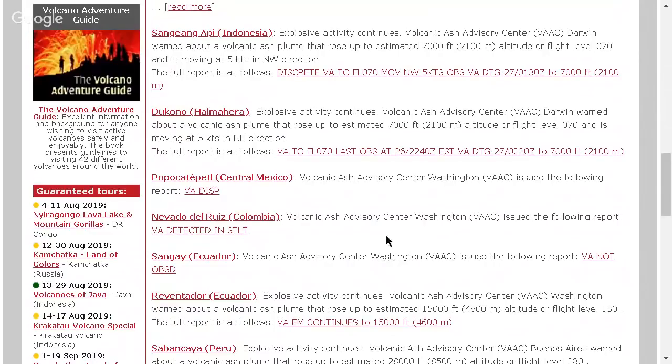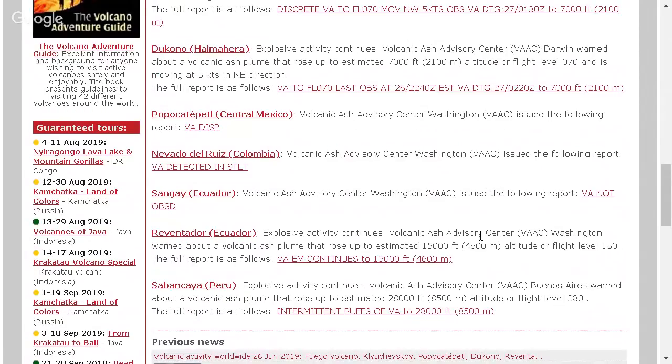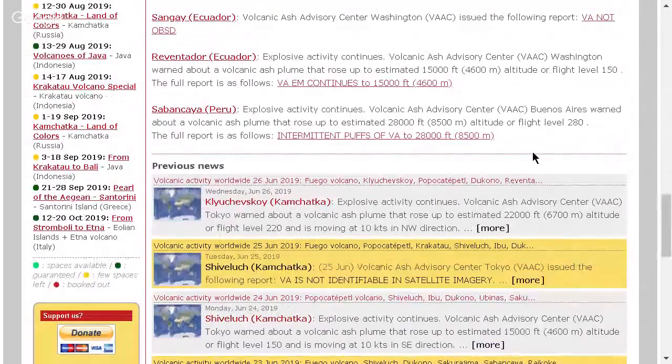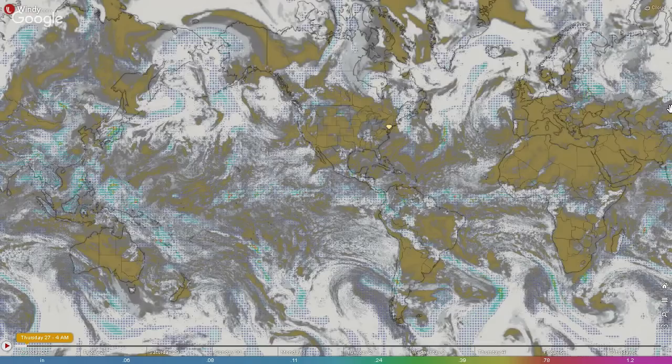Popocatépetl looks like it chilled out in central Mexico, located very close to Mexico City. Nevado del Ruiz in Colombia, still producing volcanic ash. Sangay not observed. Reventador, 15,000-foot plume there. And please do not attempt to do the Fosbury flop over Sabancaya. It's producing a 28,000-foot ash plume. So uptick in volcanoes, folks.